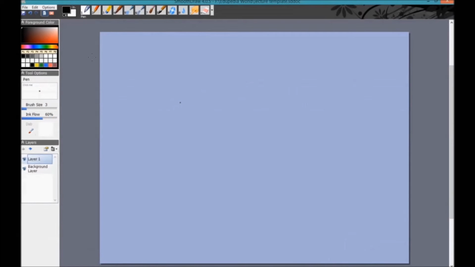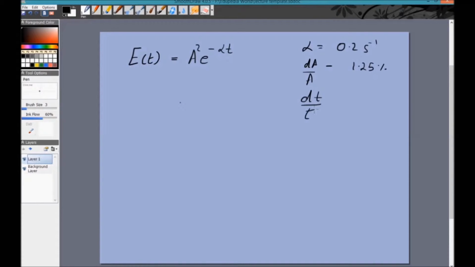In this question, we are given the energy as a function of time of a system is A squared e to the power minus alpha t, where alpha is given to us to be 0.2 per second. We are given the percentage error in A as 1.25%. We are given the percentage error in T as 1.5%.